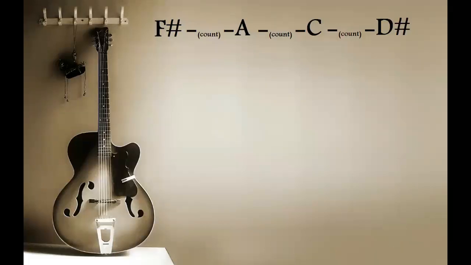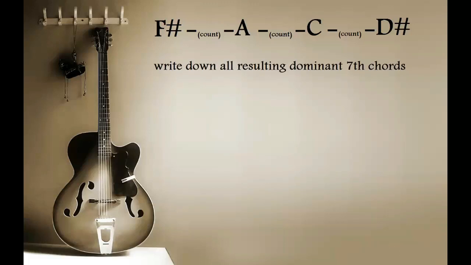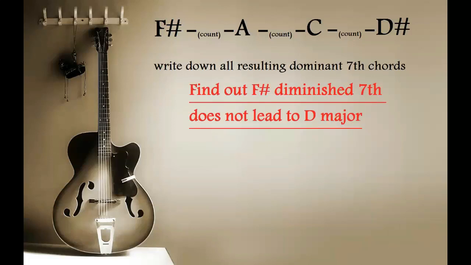I chose the diminished 7th chord based on F sharp because some people might think, just as I did, that it's a nice note to base the chord on since F sharp is our current tonic. Thereafter, I would manually write down all the dominant 7th chords that would result from dropping each note of the diminished 7th chord by a semitone. And then I would find out that there is no instance in which the diminished 7th chord based on F sharp modulates to D major.